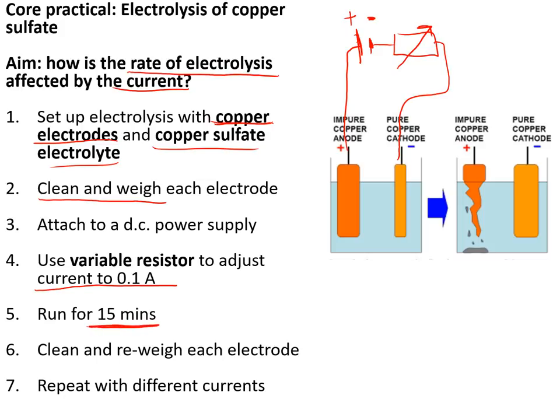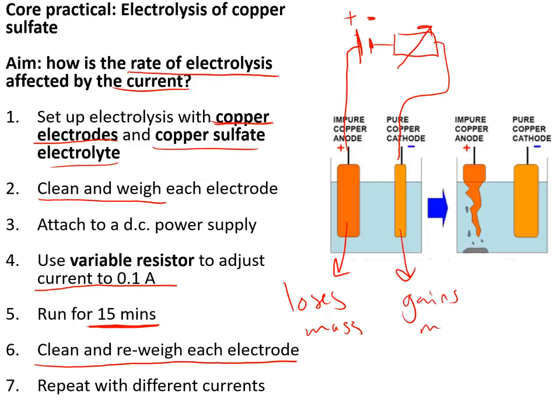Then what we did at the end was we cleaned and re-weighed each electrode. Okay. And what we found was that the positive electrode, the anode, loses mass. Okay. And the cathode gains mass. Okay, and importantly, the result of the experiment is that the greater the current, the bigger this change in mass.